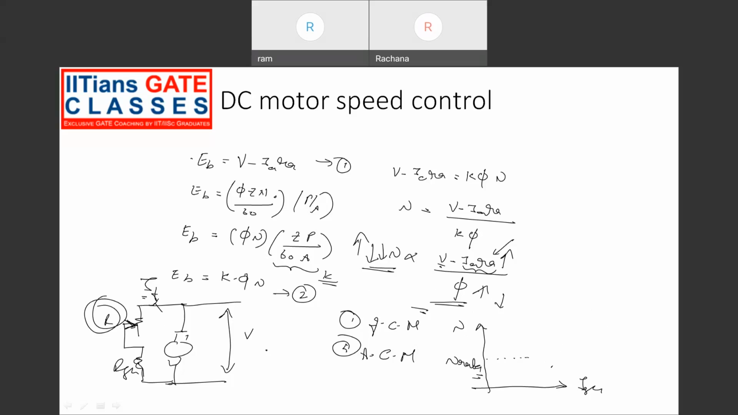Now if we reduce the field current, what happens? The speed increases. When the flux decreases, speed increases. So it will increase like this. So in this method, we can get speeds above the rated speed.